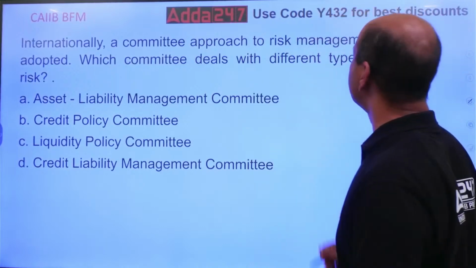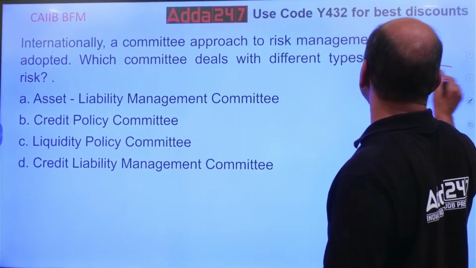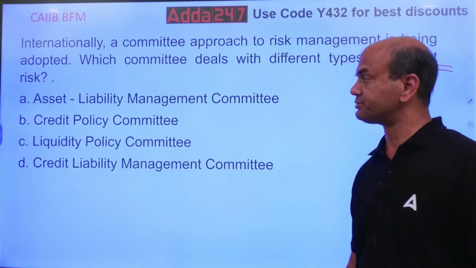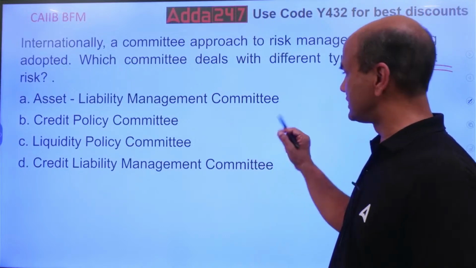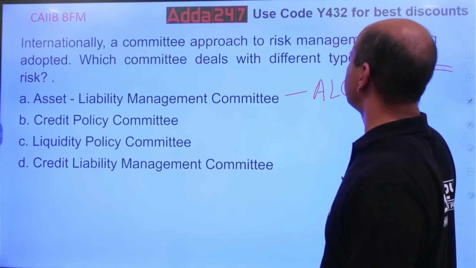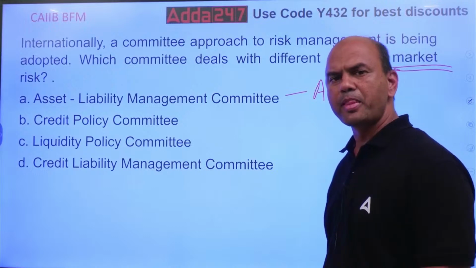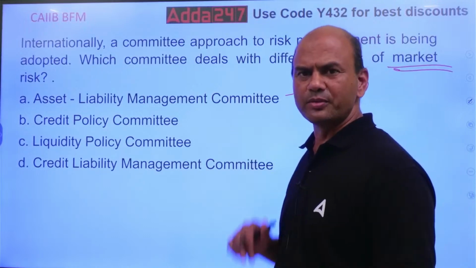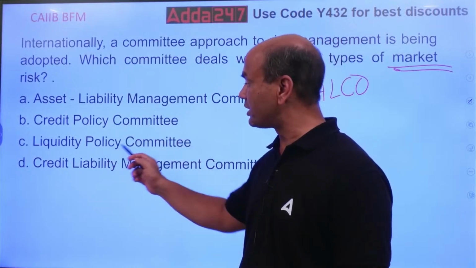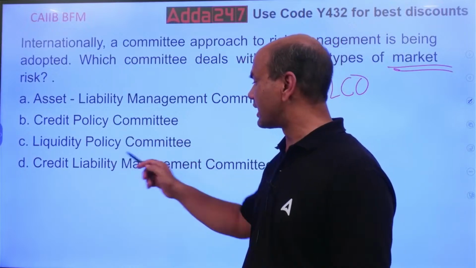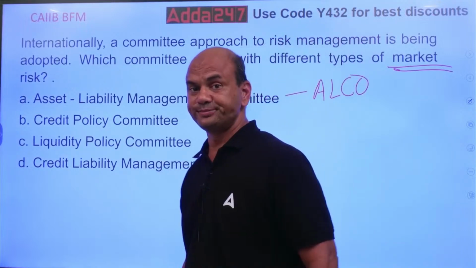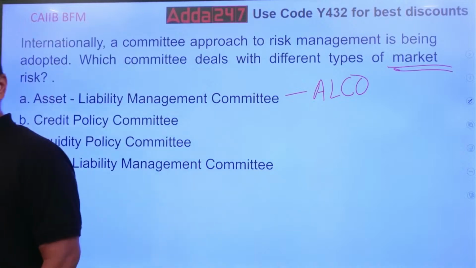Which committee deals with different types of market risk? Is it ALCO? See here, this is actually called ALCO, Asset Liability Committee. Some banks call it Management Committee. So basically this is ALCO. Second, Credit Policy Committee, Liquidity Policy Committee, Credit Liability Management Committee. Now you answer me. Which will look into the market risk?